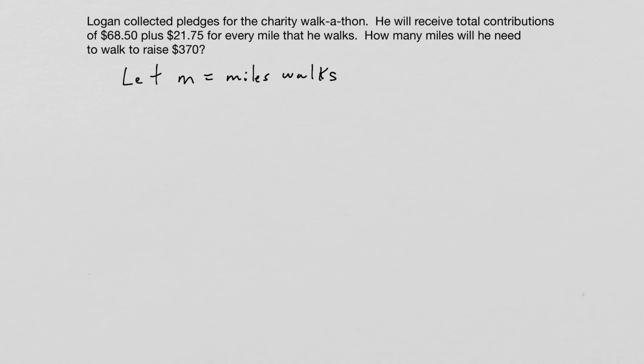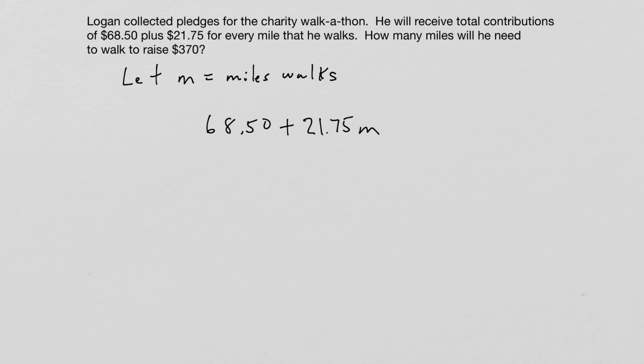Okay, so we get $68.50 plus, okay, he's also going to get this much for every mile that he walks. So that's going to be plus 21.75 m, for miles. Okay, so that's the multiplier. Every mile he walks, he's going to get 21.75. So if he walks 1 mile, it's 21.75. If he walks 2 miles, it's going to be 2 times that. If he walks 3 miles, it'll be 3 times that.